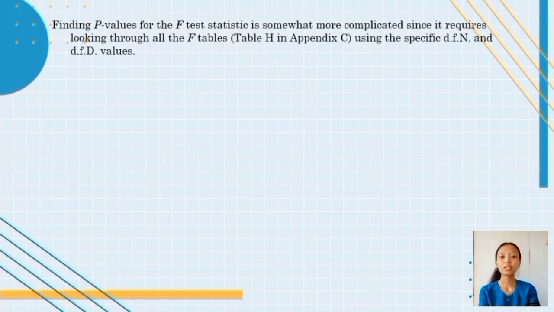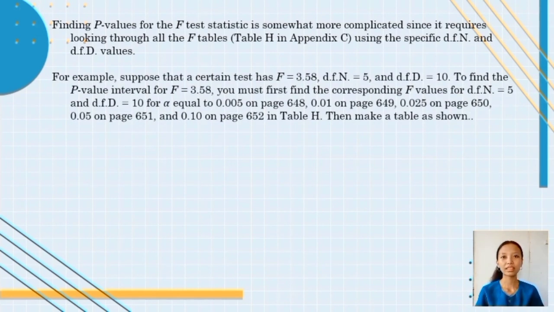Now moving on, finding p-values for the F-test statistic is somewhat more complicated since it requires looking through all of the F-tables that I've shown you earlier, using the specific DFN, or the degrees of freedom for the numerator, and the degrees of freedom for the denominator values. For example, suppose that a certain test has a test value of 3.58, DFN equals 5 and DFD equals 10.